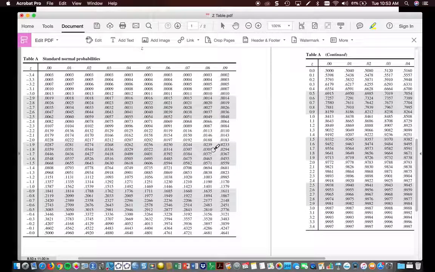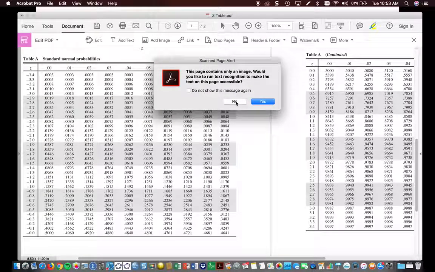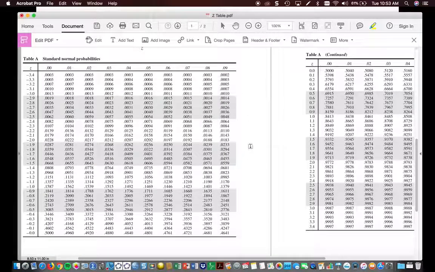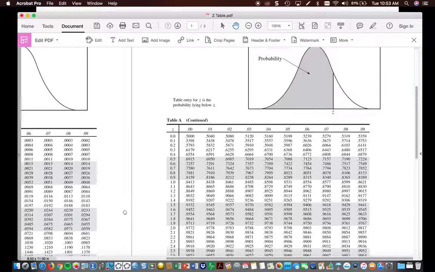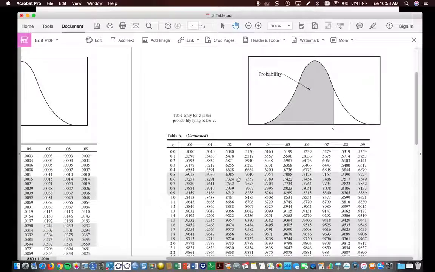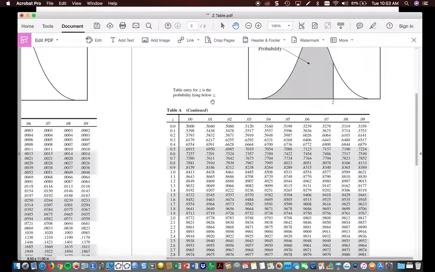So for this table, we're going to go to the table that includes the positive z-scores, right? And so the picture at the top of the page looks very much like what I just drew on my paper. I want to find the probability of being to the left of 1.25.